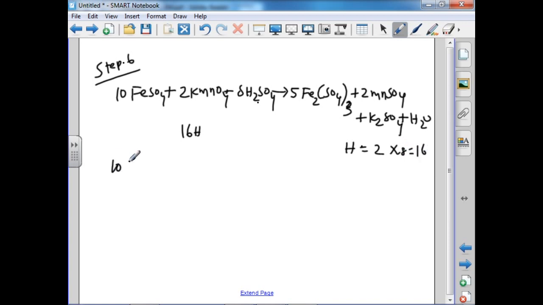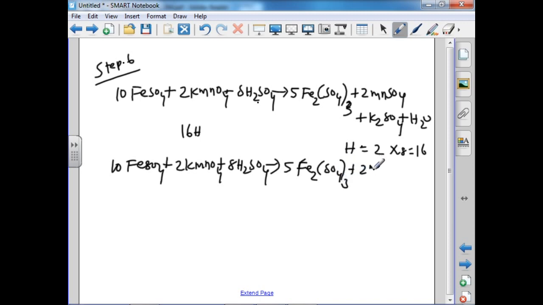So 10 FeSO4 plus 2 KMnO4 plus 8 H2SO4 gives 5 Fe2(SO4)3 plus 2 MnSO4 plus K2SO4 plus 8 H2O. So finally balance the hydrogen, and automatically oxygen is balanced.